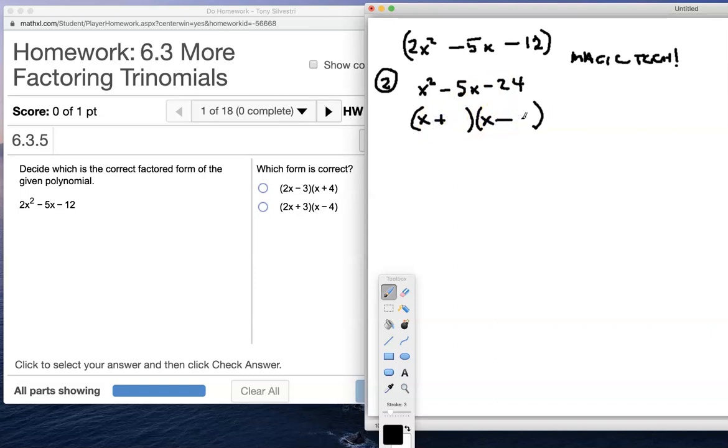So now I need two numbers that multiply together to give you 24 and add or subtract to be 5. I think I'm going to go with 8 and 3. 8 times 3 is 24, and they subtract to be 5. I see a negative there, so I'm going to put an 8 there and a 3 here. But this is not the answer. Don't misunderstand, this is not the answer. We're getting to the answer.